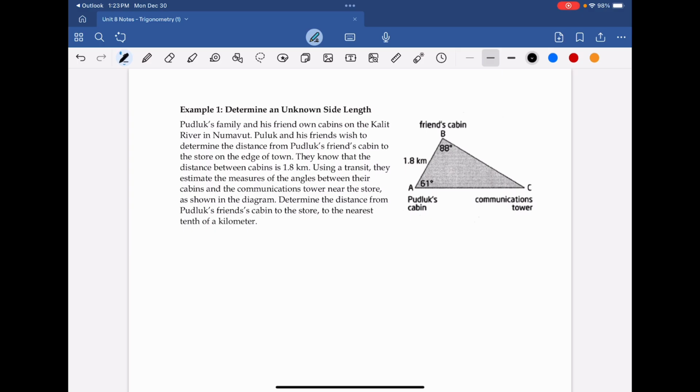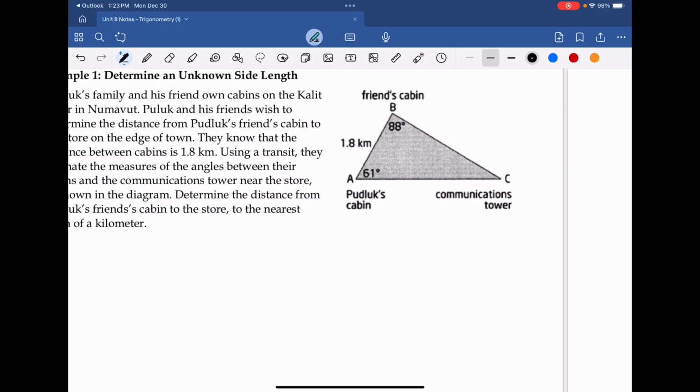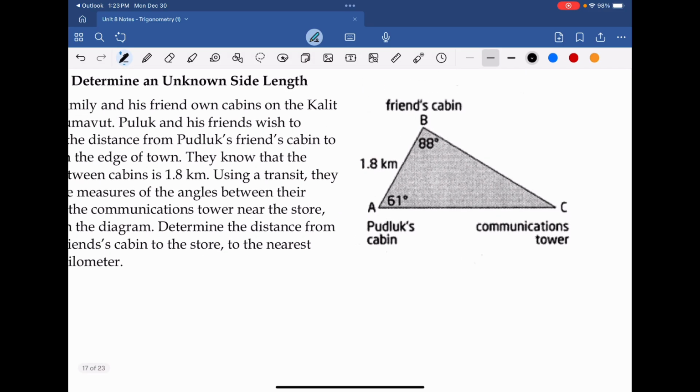Now, one thing that we need to indicate here is that they're looking for the distance from the friend's cabin to the communications tower, aka where the store is. So what I would do here is just put an arrow down here and say this is where they're talking about the store being, because they said the store is basically connected to the communications tower. So we want to make sure that we label this.